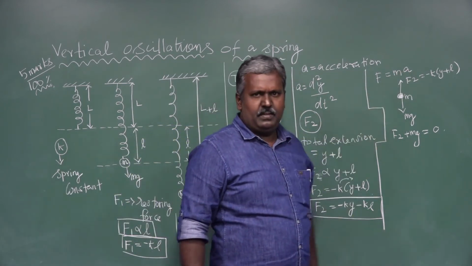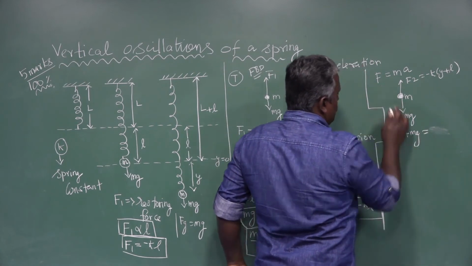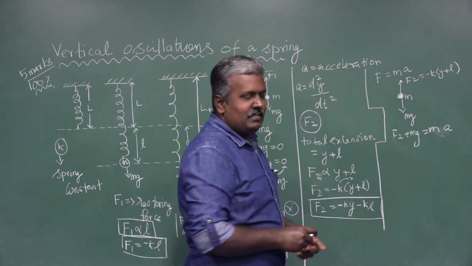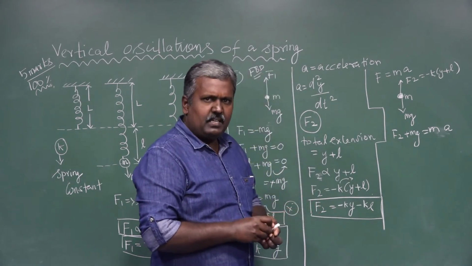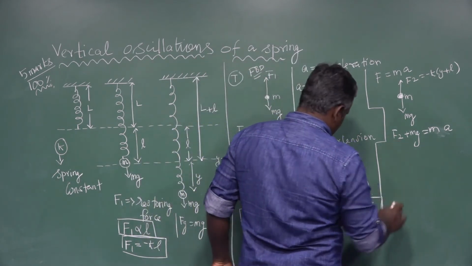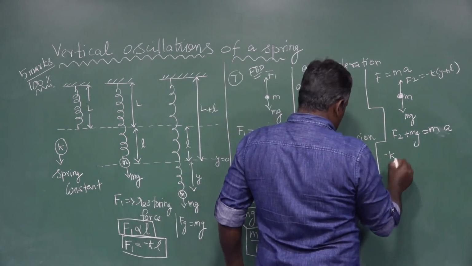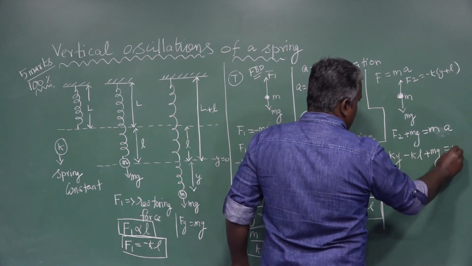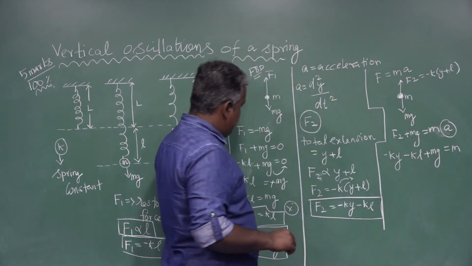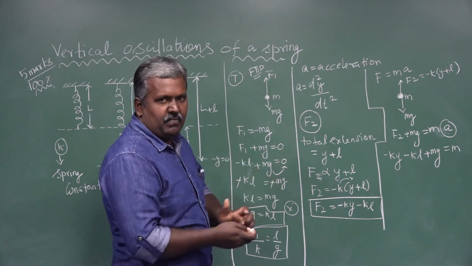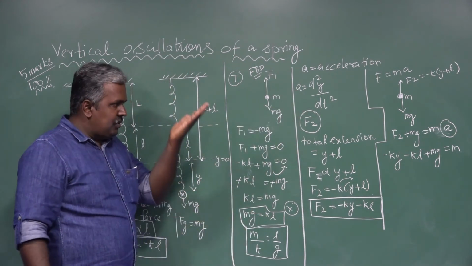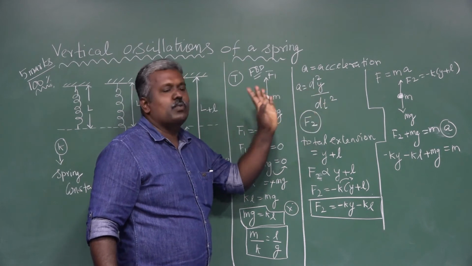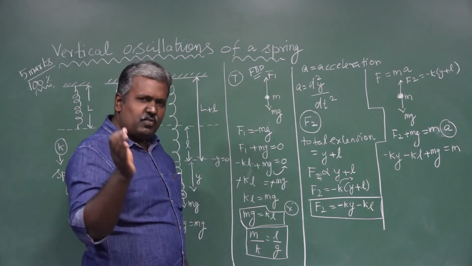So F is equal to ma. This is the total force, for m, for a, from F is equal to ma. Clear? Okay. Now the F2 value: minus ky minus kl plus mg is equal to m times the a value. After applying external force on the mass m, this spring oscillates or moves up and down with the acceleration a equal to d square y by dt square. Very famous equation. Already you studied.